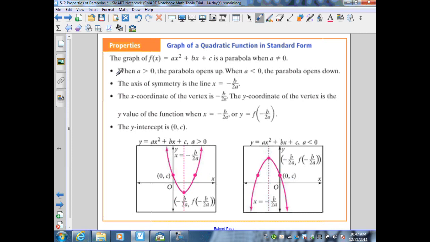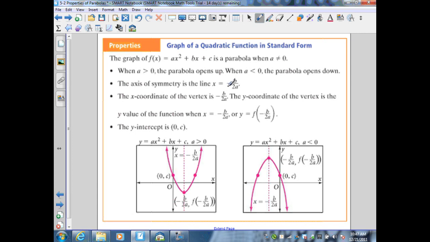We have constraints with the parabola. When a is greater than 0, the parabola opens up, as demonstrated in this diagram. When a is less than 0, the parabola opens down. Therefore, if the first term, the quadratic term, is positive, it points up. If the quadratic term is negative, it points down. The axis of symmetry is the line denoted by negative b over 2a.